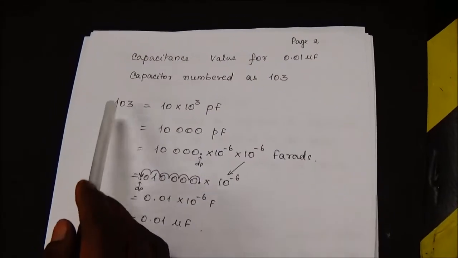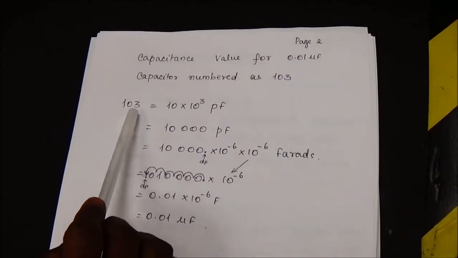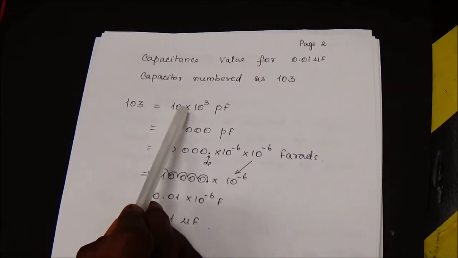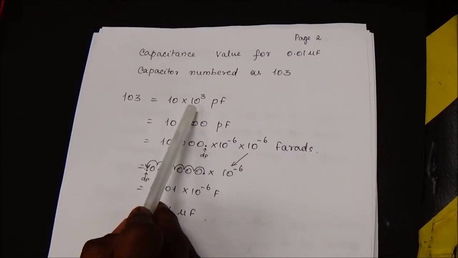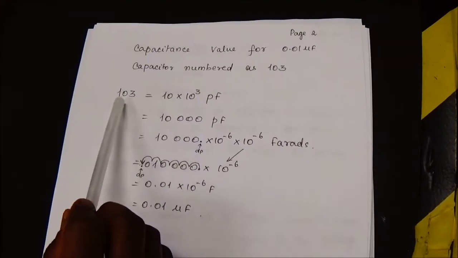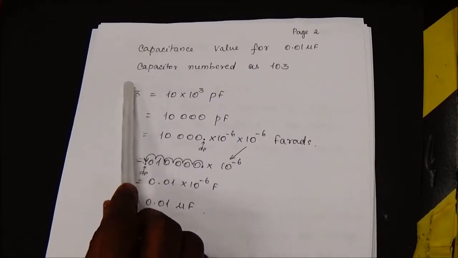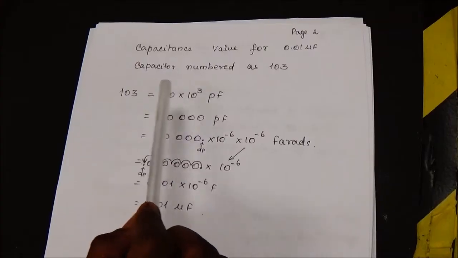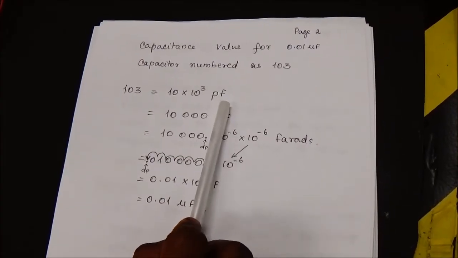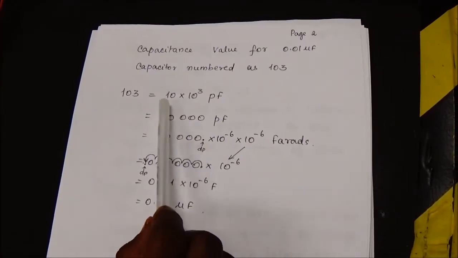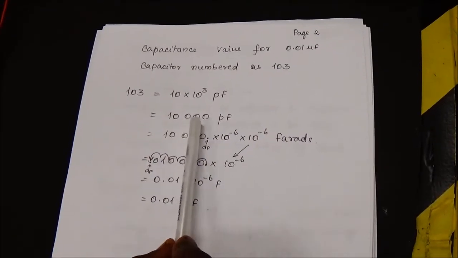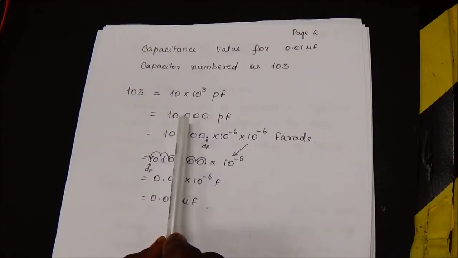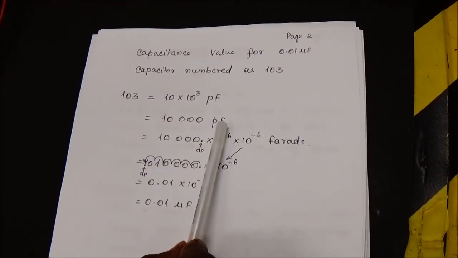Look at this, guys. 103 can be written as 10 and a multiplier, so it is 10 raised to the power 3. When the capacitors are numbered like this, we should consider them in picofarads. Their rating is in picofarads. So I have just written 10, and 10 raised to the power 3 is done with 3 zeros, picofarads.